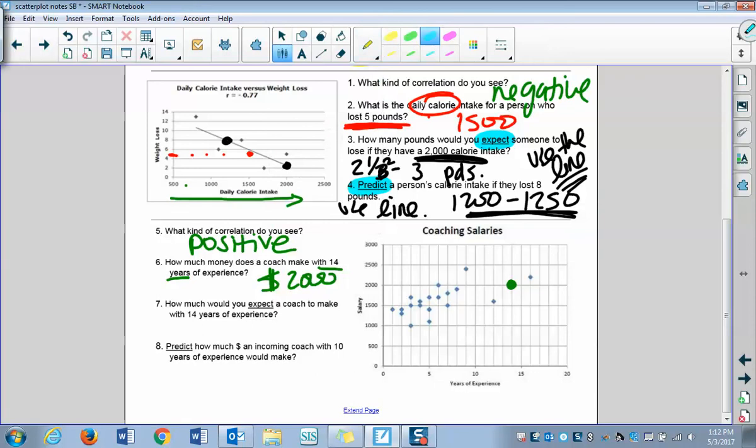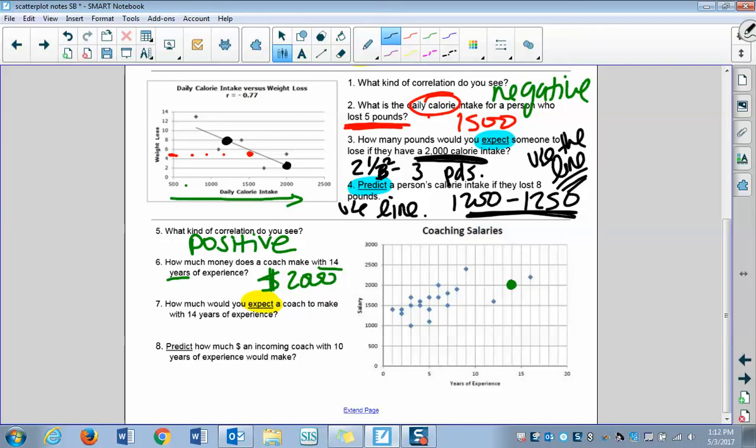This next one. How much would you expect a coach to make with 14 years? Now guys, be careful because right now I'm underlining. These are underlined and bolded. But on the SOL or on homework or on the test, it's not going to be like that. So you need to make sure you look out for these words. All right, so expect 14 years. We need to make a line of best fit to answer this question.